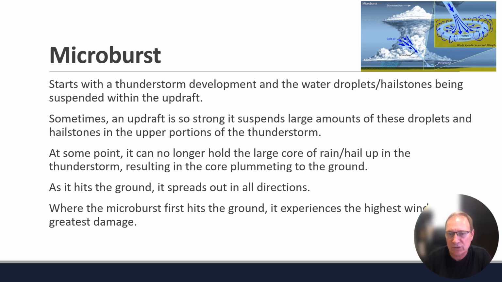With a microburst, your damage is typically confined to one area. And if you can pinpoint the location of the epicenter, where the microburst came down, you're going to have a 360-degree wave of energy that created damage out from where the microburst came down to the ground.